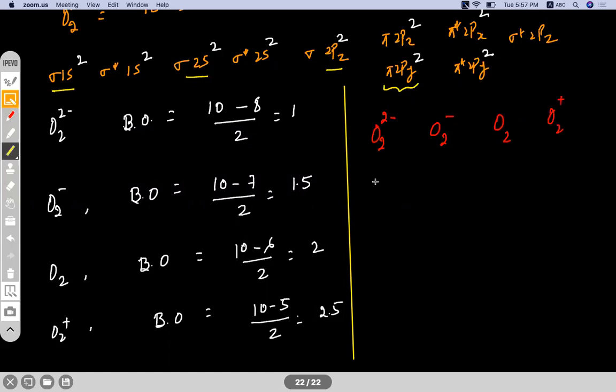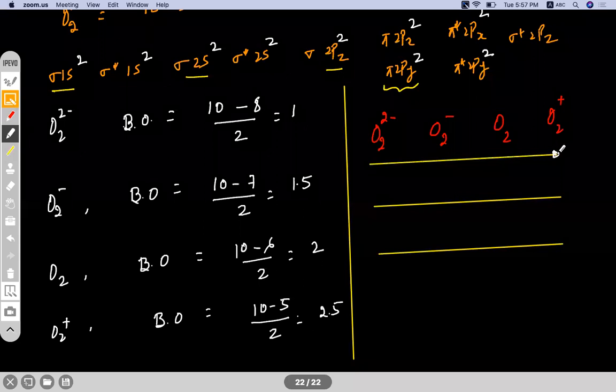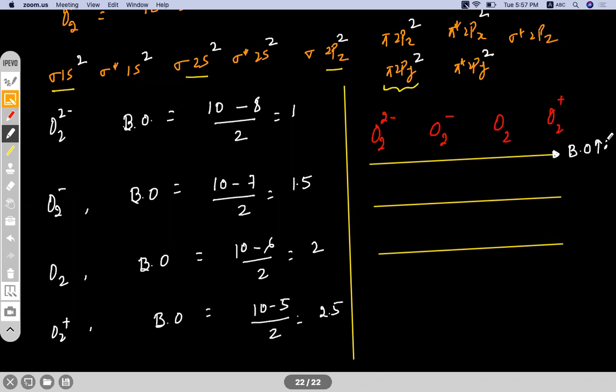If I go left to right, the bond order increases. Bond order increases means bond strength also increases. Bond strength increases means bond length decreases, and hence the bond length increases from O2 plus to O2 minus. This is the order we have.